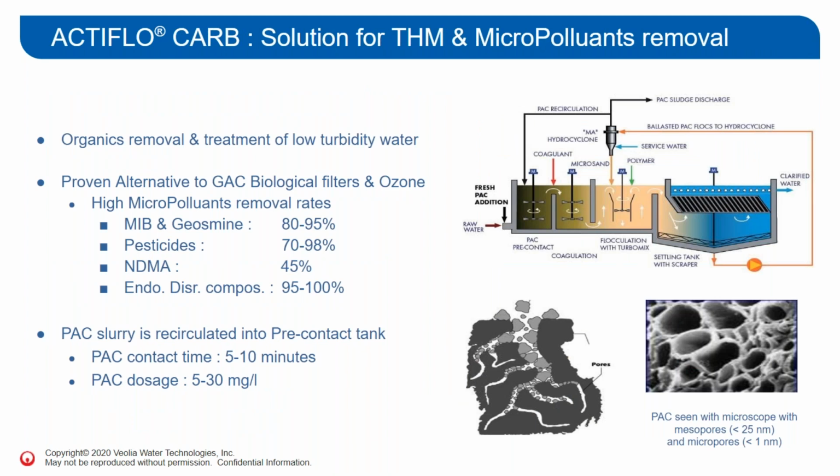And then the final iteration we'll talk about is the Actiflo Carb. Actiflo Carb is typically used for high organic treatment, MIB, geosmin, pharmaceuticals, endocrine disruptors, and even PFAS compounds. Actiflo Carb utilizes powdered activated carbon and its adsorption capabilities to remove the organics, with roughly a 5 to 10 minute packed pre-contact tank ahead of the Actiflo system.